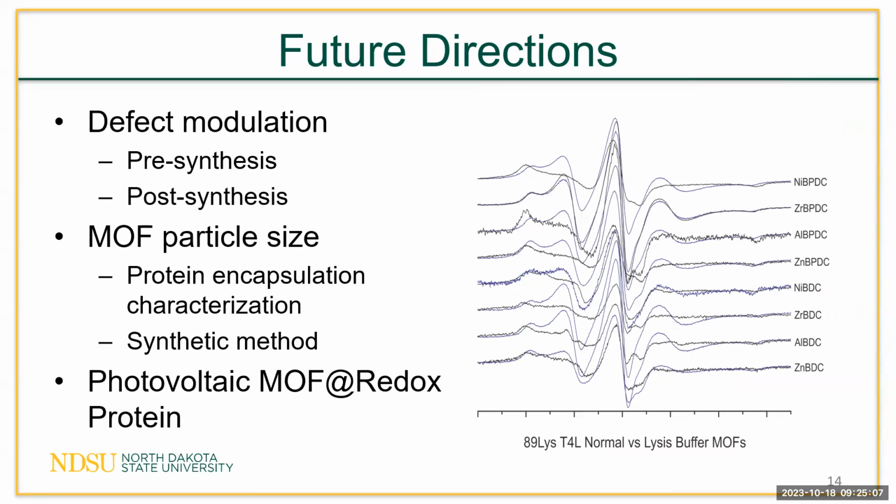Some future directions that I'd like to take this, especially with EPR, is to test defect modulation in these materials. It's been shown in other studies that increased defects increases catalytic activity of metal organic materials or frameworks. And the reason why I think that we could use EPR here is when we were doing our EPR tests, we found something very interesting and peculiar, which is on the right here, and I'll explain that. We have a blue and a black line. It might be purple, I apologize, I'm colorblind.